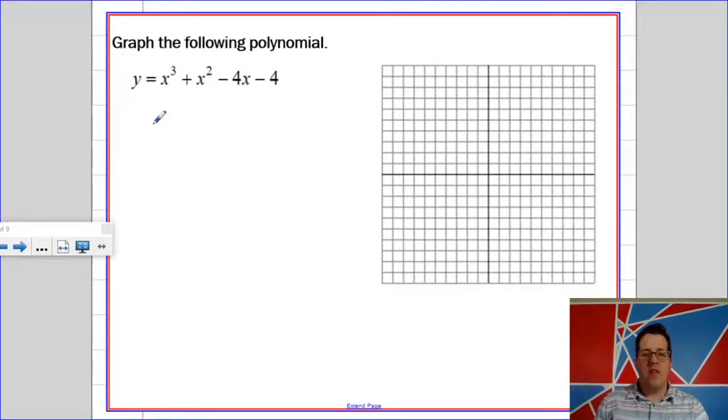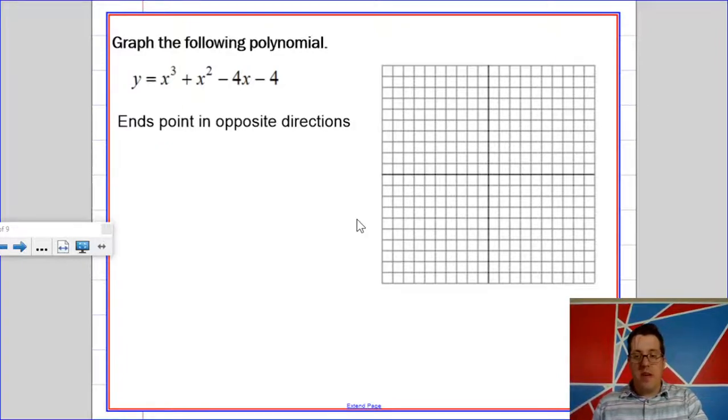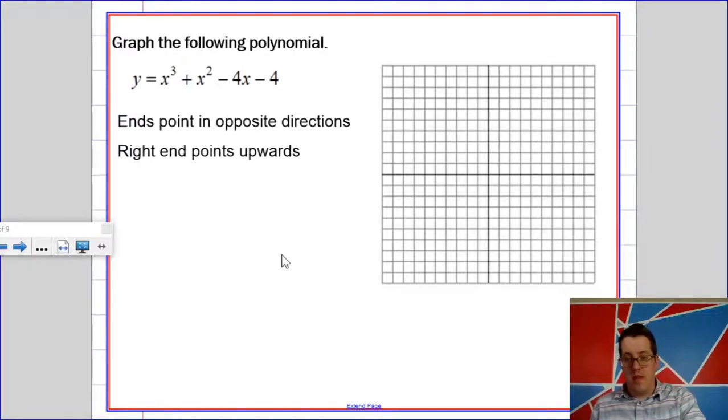So far we know that the ends point in opposite directions. That's because the degree is odd. It's a third degree function. We also know that the right end has to point upwards because the leading coefficient is positive. Furthermore, we know that this graph has 3 zeros, but at most 3 real zeros. It could have a real 0 and 2 imaginary zeros. And we know that this graph has at most 2 turning points. That's from like the very first lesson. So, n number of roots and n minus 1 turning points.